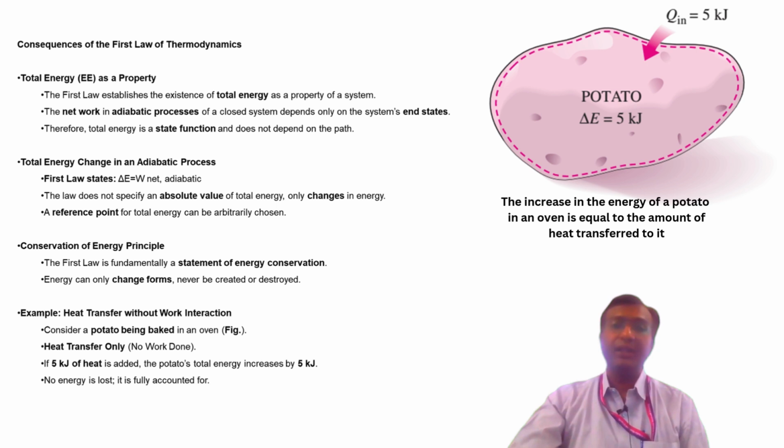Take a small example of heat transfer without work interaction. To illustrate this, consider a potato being baked in an oven. In this scenario, heat is transferred to the potato, but no work is done. If 5 kilojoules of heat is added to the potato, then the potato's total energy increases by 5 kilojoules. This increase in total energy is manifested as an increase in the potato's internal energy, which leads to a rise in its temperature. In this example, no energy is lost. It is fully accounted for as an increase in the potato's total energy. This underscores the fundamental principle of energy conservation, which is there in the first law of thermodynamics.